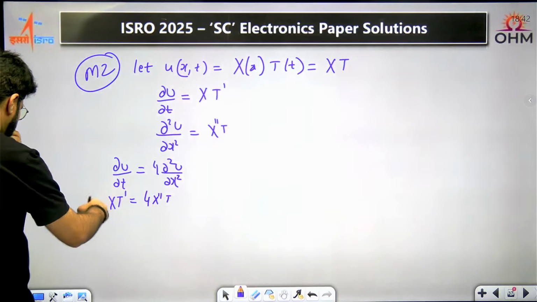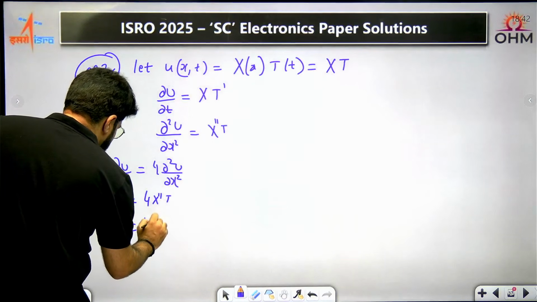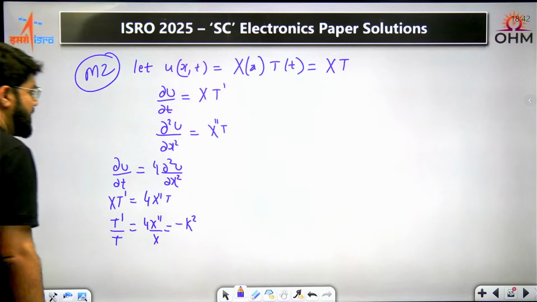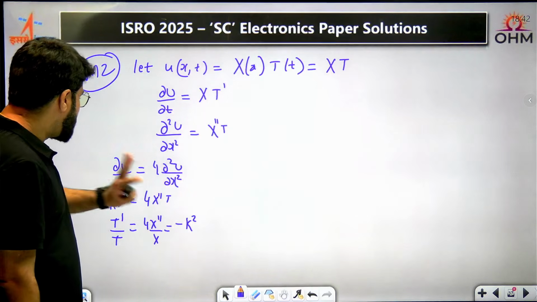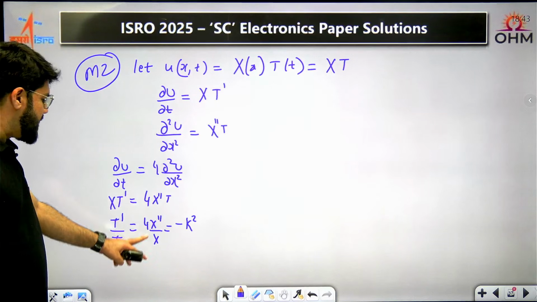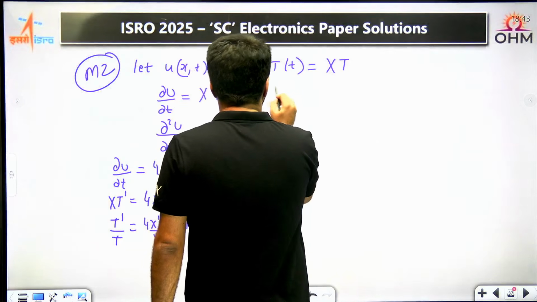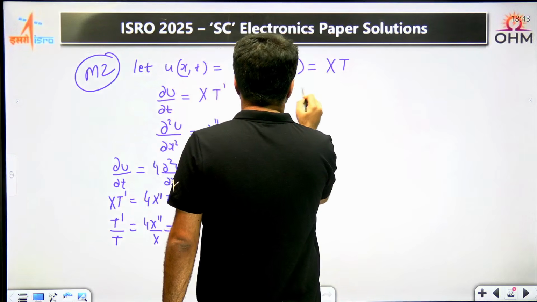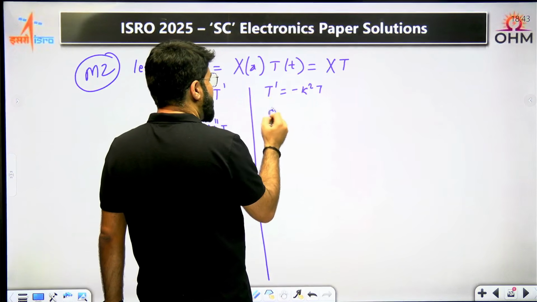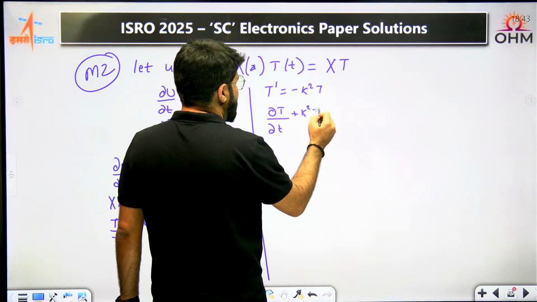Now you can split the variables. T dash by t is equal to 4 x double dash by x. Because the answer is in sine form, I am taking it as minus k square. Suppose this is equal to some variable minus k square. Both of them are equal: t dash by t equals 4 x double dash by x equals minus k square. So what is the first one? T dash equal to minus k square t. Bringing the t on the left side, del t by del t plus k square t equal to 0.